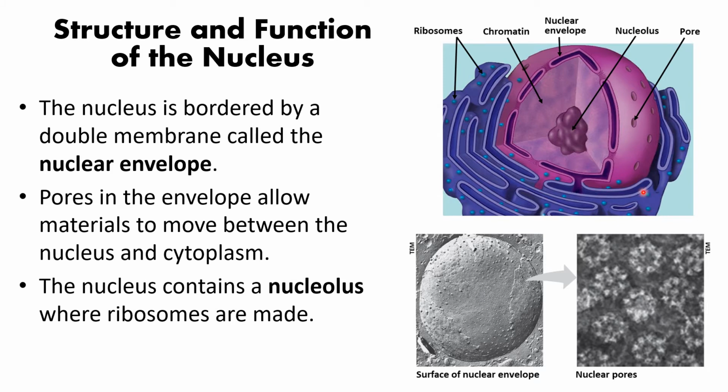Now, inside of the nucleus, we have another structure called the nucleolus. And the nucleolus is specialized, and it's very dark on the inside. So if you see a cell under a microscope and you can see the nucleus, and then you see an even darker spot within the nucleus, that is the nucleolus. That is a specialized region where ribosomes are made.